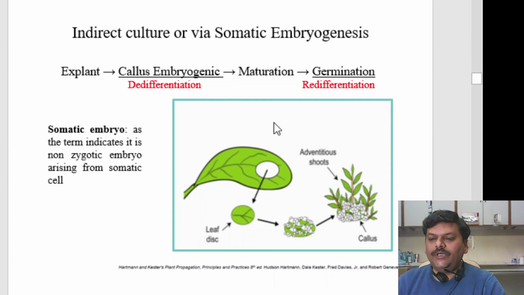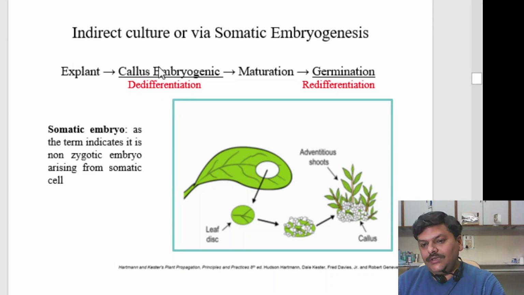On the other hand, somatic embryogenesis is indirect culture. What we do here is take our explant, just like we take a leaf explant or epicotyl explant in the last slide. When we take an explant here, rather than going for direct organogenesis, we change the condition in the tissue culture medium and provide a much higher amount of auxins, so that the explant cells start dividing very rapidly, and then they make a kind of unorganized mass of cells which is called callus.